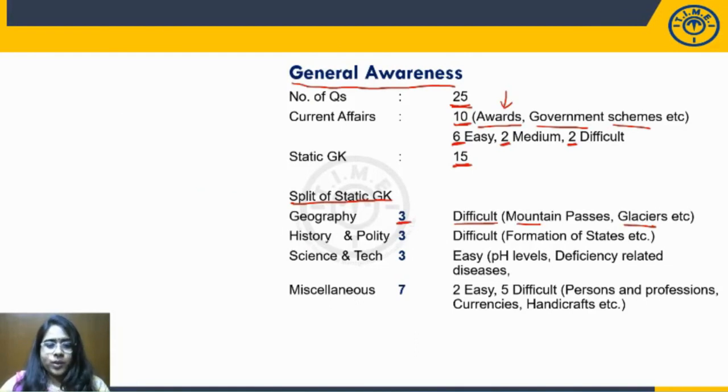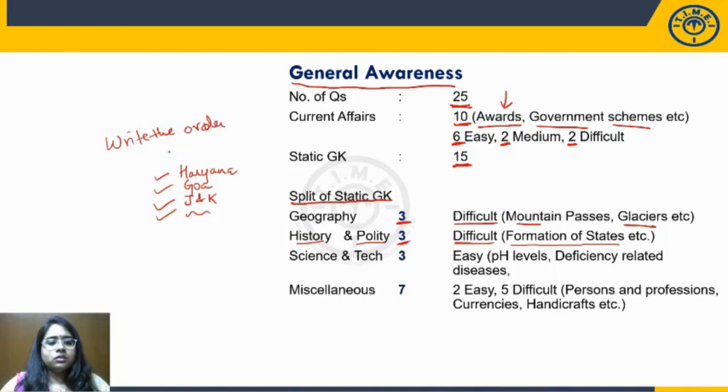Now the second set of questions that came under the static GK were history and polity. There were 3 questions, and these also were very difficult and unexpected questions, and they were about the formation of states. They gave 4 states, I think it was Haryana, Goa, Jammu and Kashmir, and one other state, and the question was to write the order of when the states were formed.